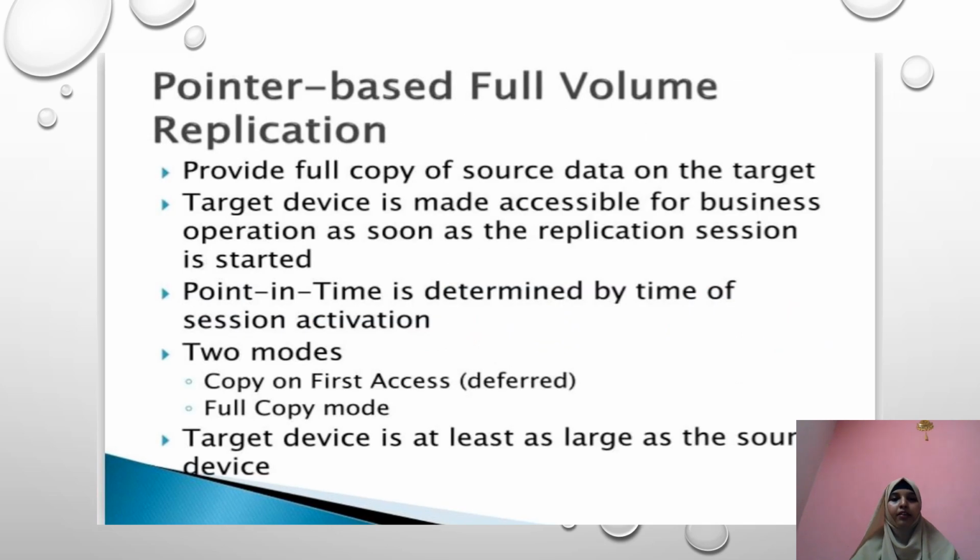Pointer-based full volume replication provides a full copy of the source data on the target. The target device is made accessible for business operations as soon as the replication session is started. The point in time is determined by the time of the session activation. There are two modes: copy on first access and full copy mode. The target device is at least as large as the source devices.